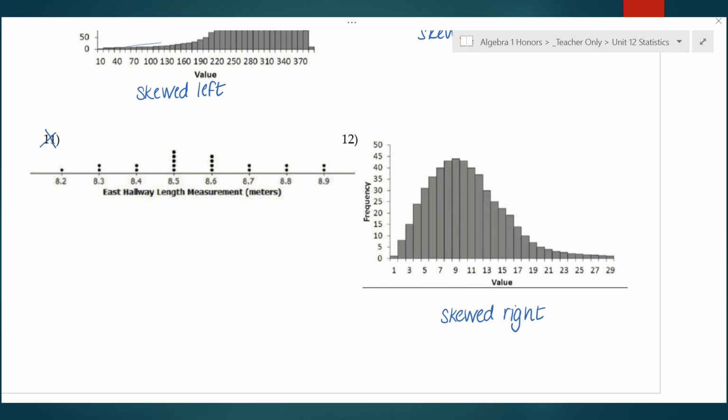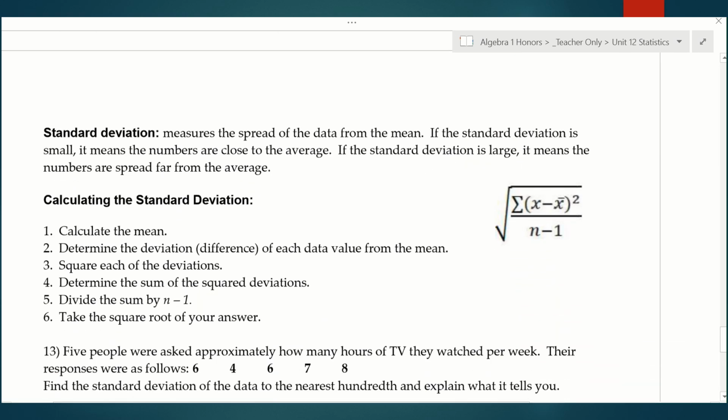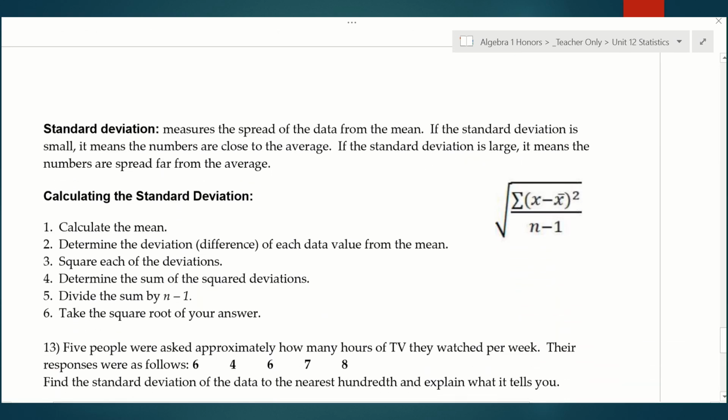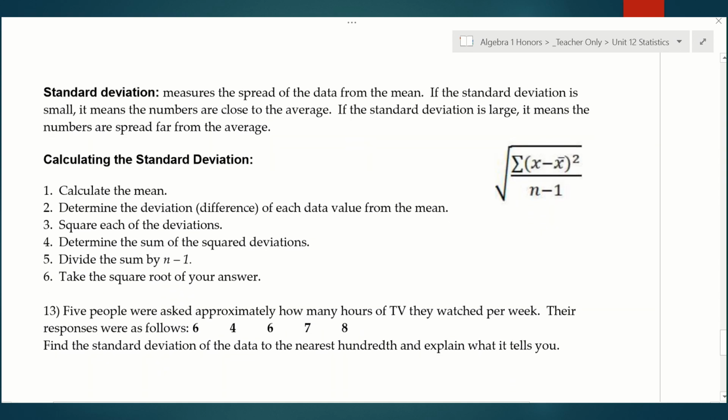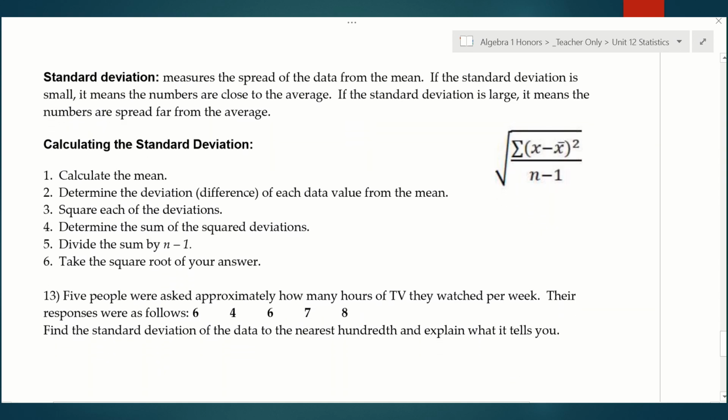Okay, very last thing we are going to talk about today, and it goes along with what I just showed you with the skewing. It's something called standard deviation. Now in 7th grade, you learned about mean absolute deviation, which was the preliminary idea of standard deviation. So it's getting you ready to talk about standard deviation.